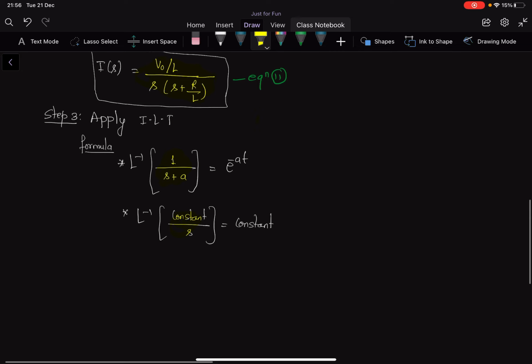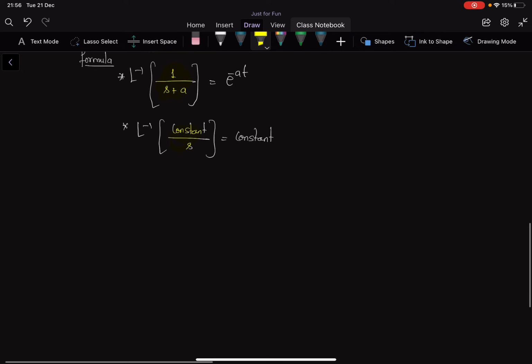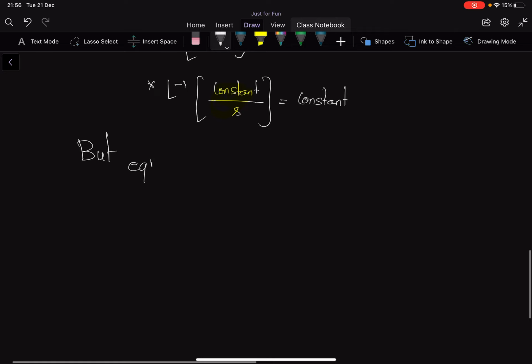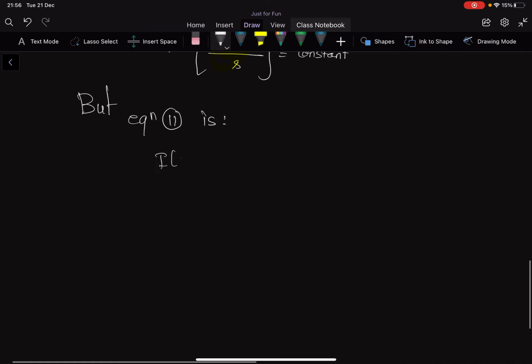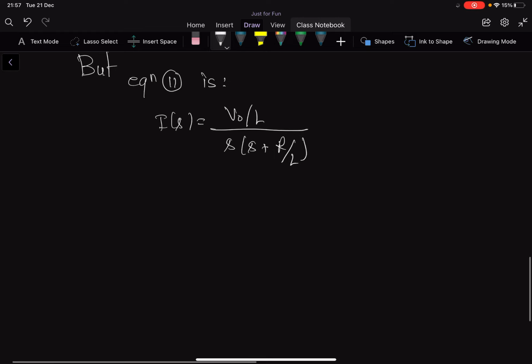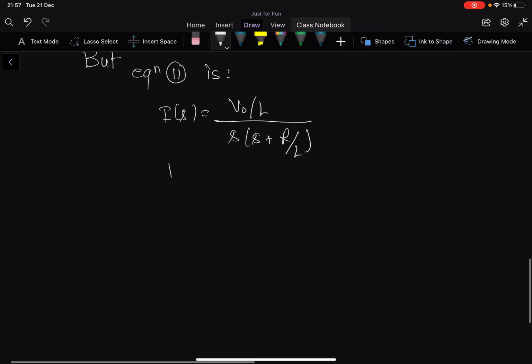So we have to use the partial fraction method. What I'm going to say here is that equation 2 is in this kind of format, which is equal to V naught over L divided by s times s plus R over L, which is not something I can apply the inverse Laplace transform to. I need to separate them. So what I'm going to do now is apply the partial fraction.